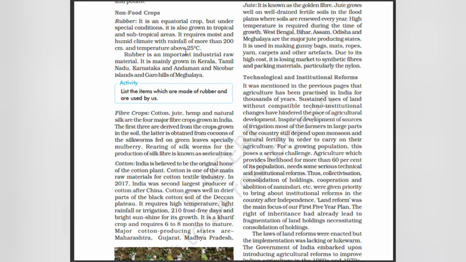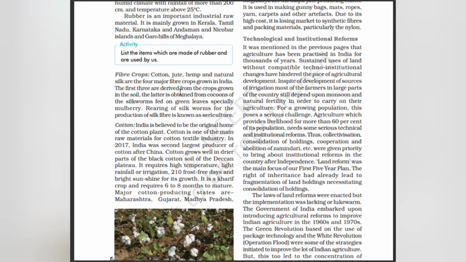Non-food crops: rubber. It is an equatorial crop, but under special conditions, it is also grown in tropical and subtropical areas. It requires a moist and humid climate with rainfall of more than 200 cm and temperature of about 25 degrees Celsius. Rubber is an important industrial raw material. It is mainly grown in Kerala, Tamil Nadu, Karnataka, Andaman and Nicobar Islands, and Garo Hills of Meghalaya.